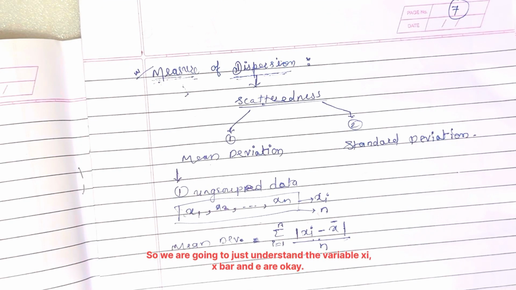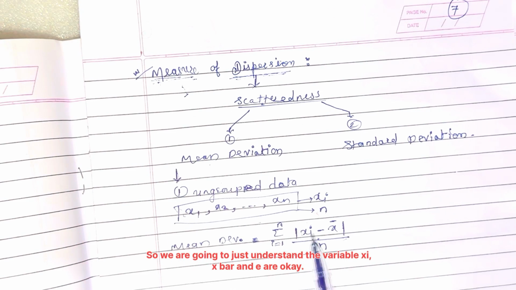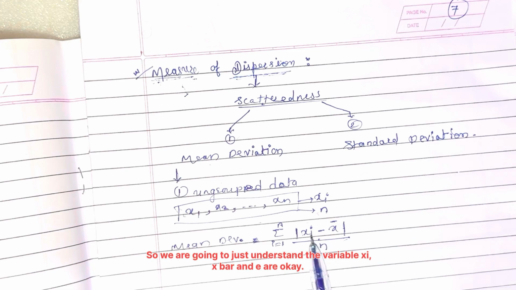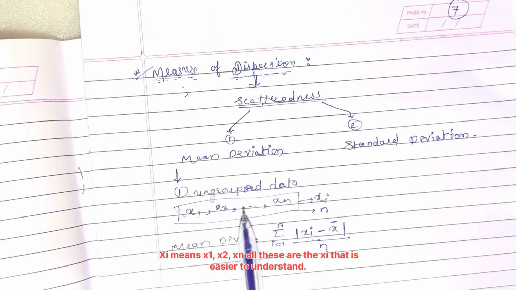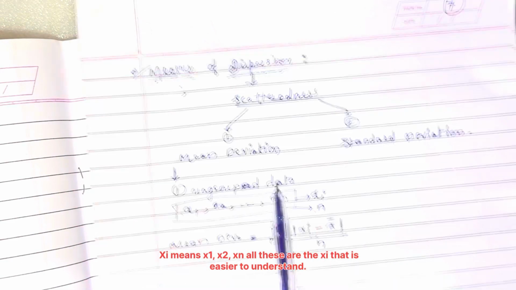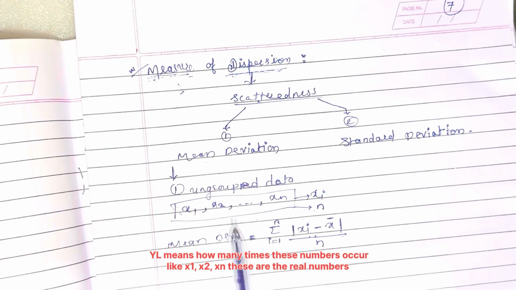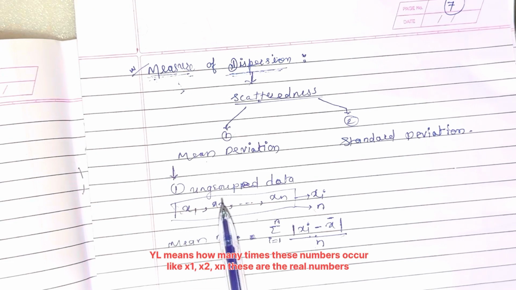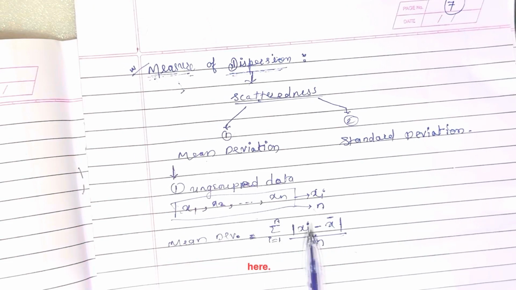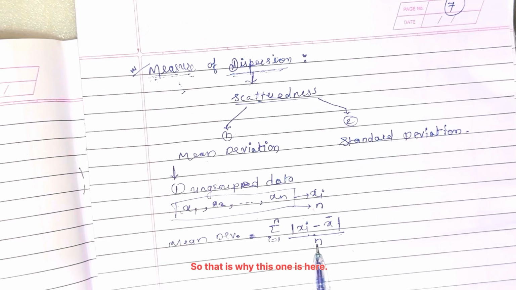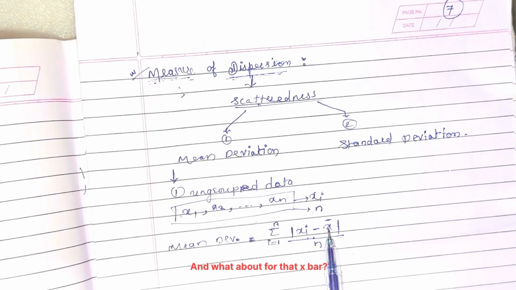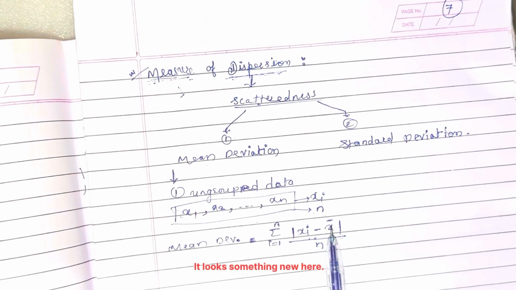Now we are going to understand the variables xi, x bar and n. xi means x1, x2, xn; all these are the xi. That is easy to understand. n means how many numbers there are: x1, x2, xn are the n numbers here, so that's why this n is here. And what about x bar? It looks something new.